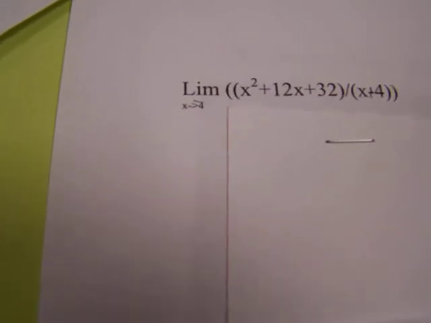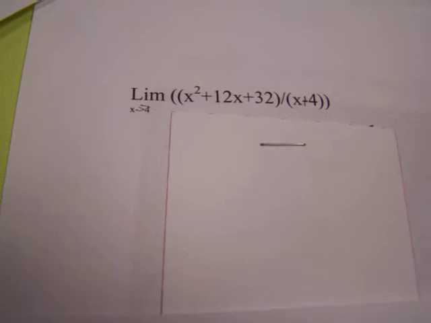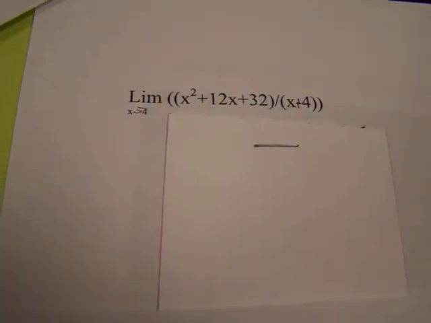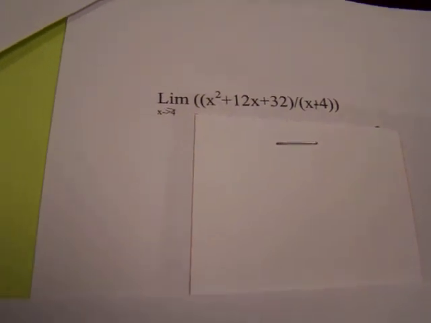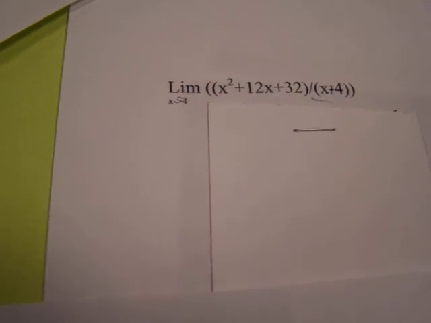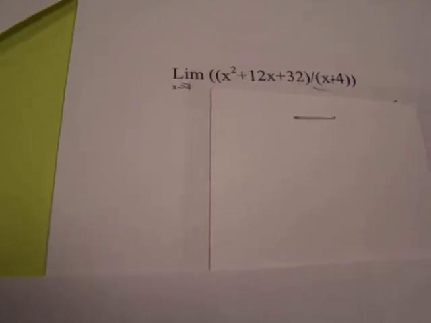Now, the limit as x approaches -4 of x squared plus 12x plus 32 over x plus 4. Let's try simple substitution first. When we try this, the denominator equals 0. And as we all know, we can't divide by 0, although Mr. Evans keeps promising us that he'll teach us how.